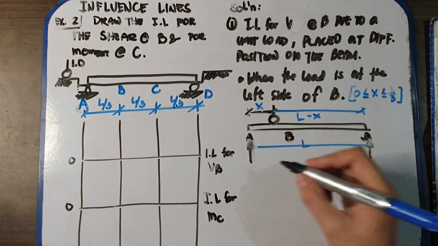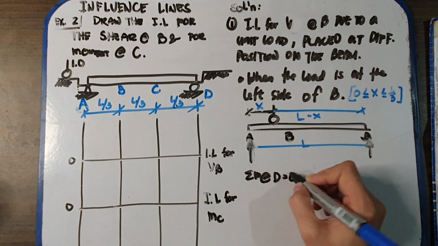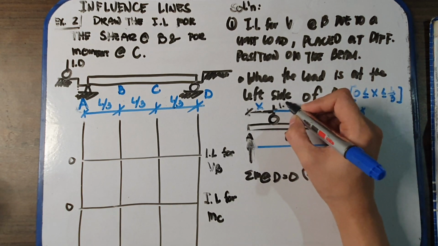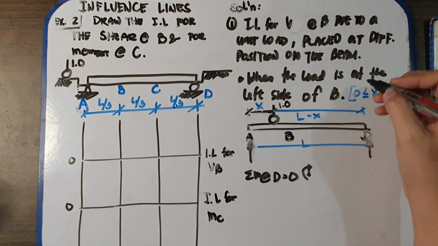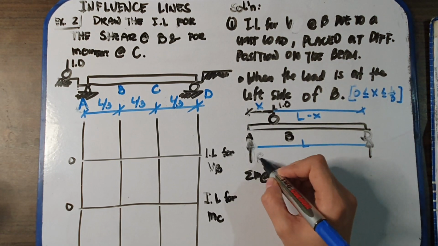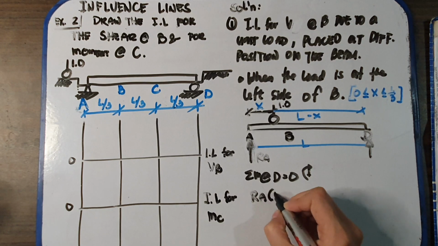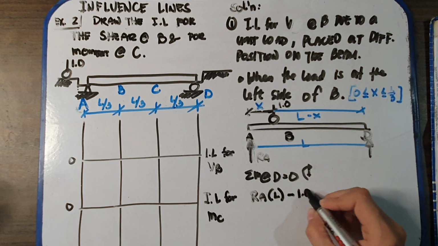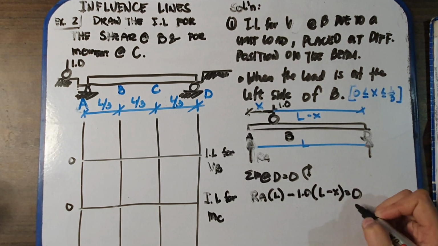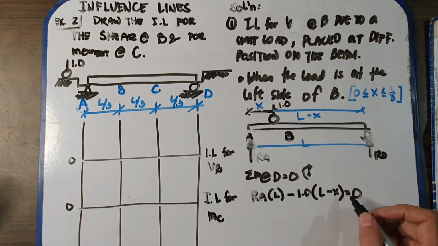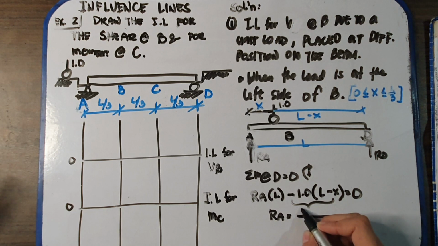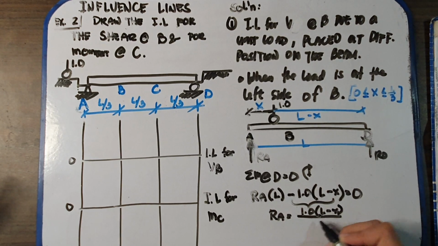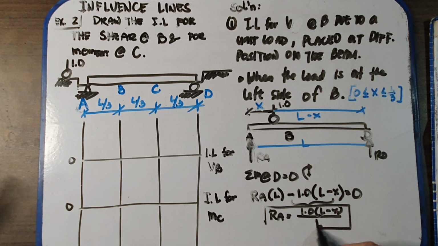So, summation moment at D is equal to 0, clockwise is positive. So, we have this is 1 unit load. Ano yung mga clockwise natin dyan? Dito tayo reference ha, D. So, reference clockwise. So, ibig sabihin RA. So, we have RA multiplied by L minus 1.0 multiplied by L minus X is equal to 0. Kasi yung RD natin is magsi-0 na dyan, di ba? So, transpose natin to make it positive. RA is equal to 1.0 L minus X all over L.